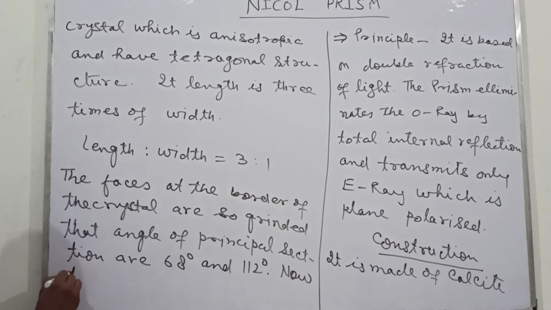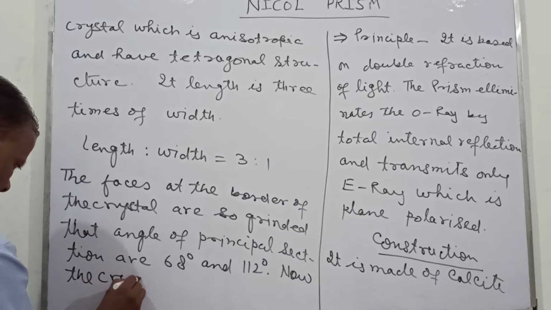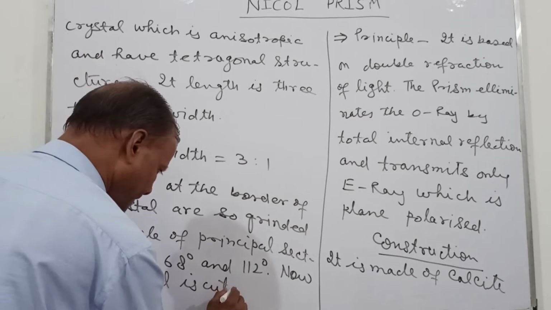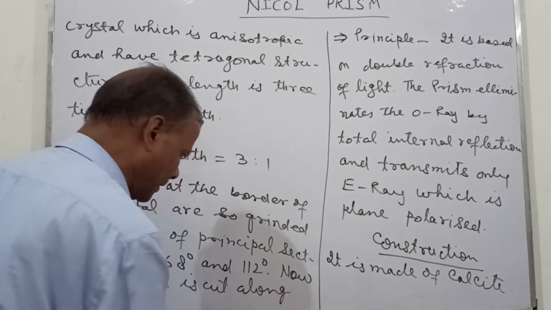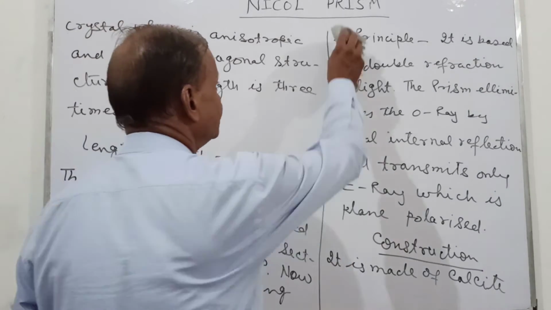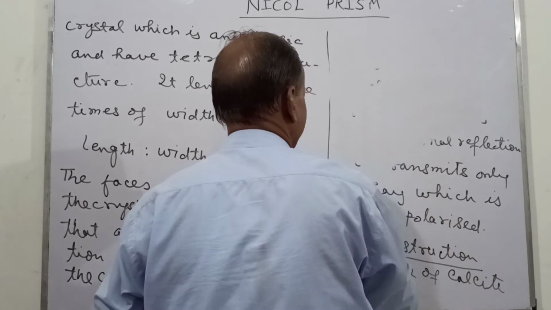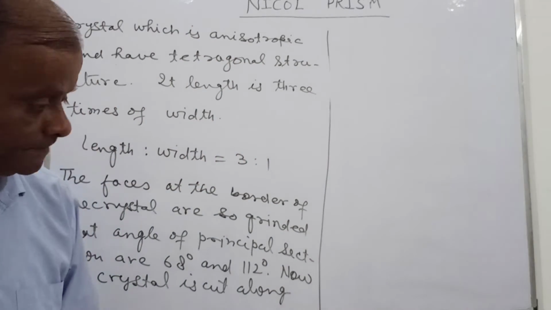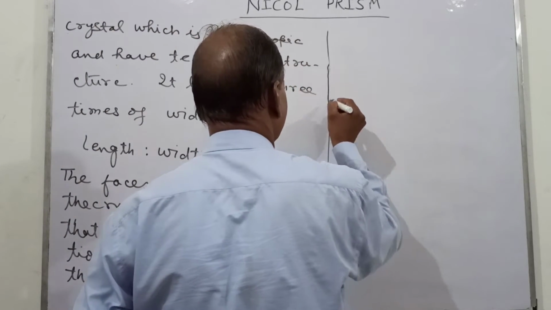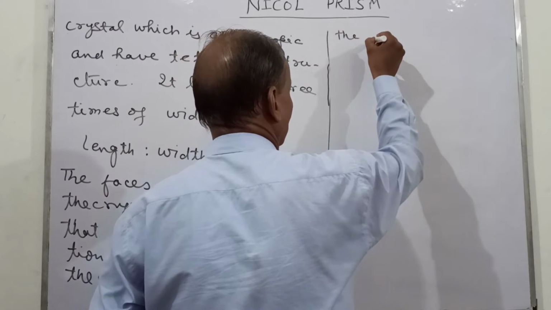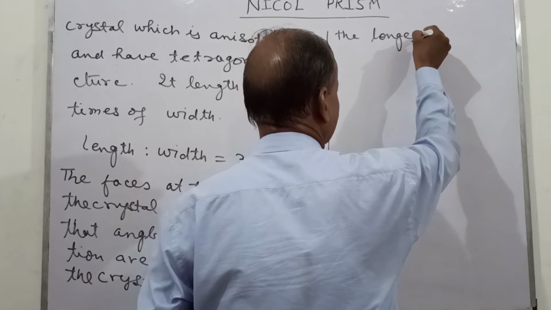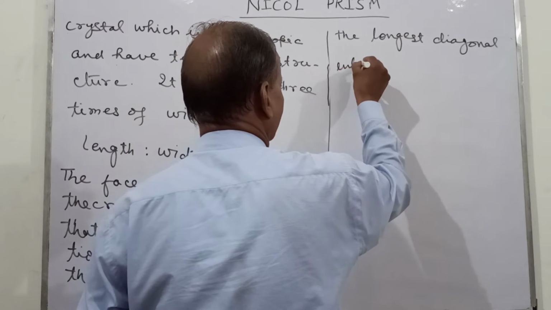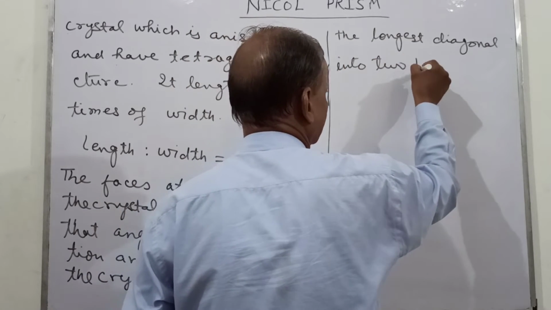Now the crystal is cut along the longest diagonal into two pieces.